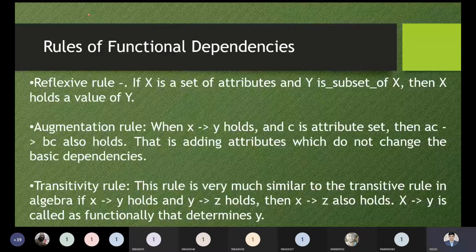What is meant by functional dependency? Sir, can you explain functional dependency in a short way? Yes, of course. In functional dependency, you can understand.